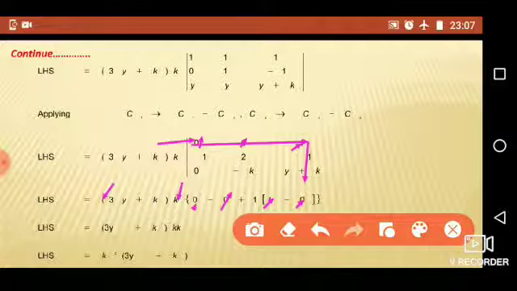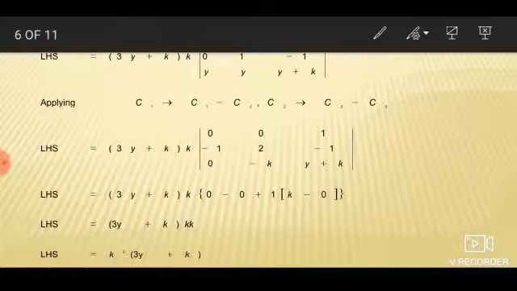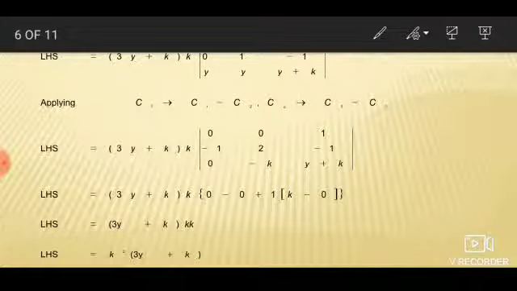My dear students, here we have the element minus k. After simplification we get the value of that element is k. Therefore 3y plus k into k, totally it gives k square into 3y plus k.